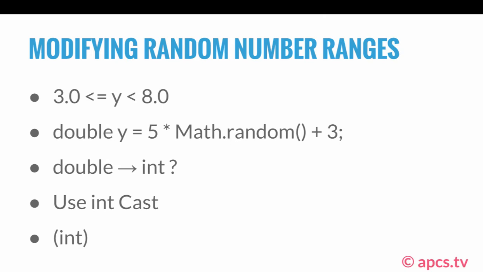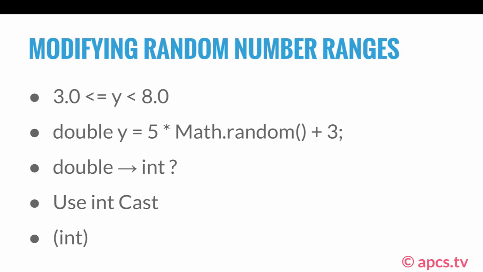So again, to reiterate, when we multiply by 5, we basically multiply the minimum and the maximum by that number. So originally, the Math.random minimum is 0 and the maximum is 1. So when we multiply 0 times 5, we get 0. So that's the new minimum. And when we multiply 5 by 1, we get 5. So now the minimum is 0 and the maximum is 5.